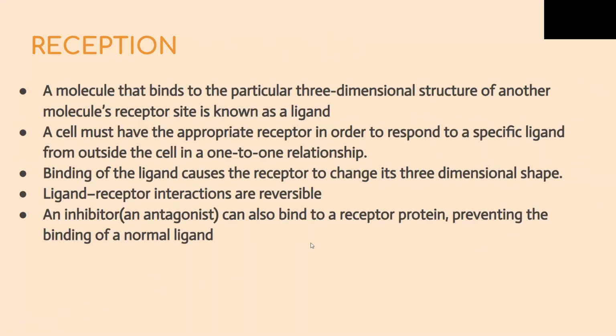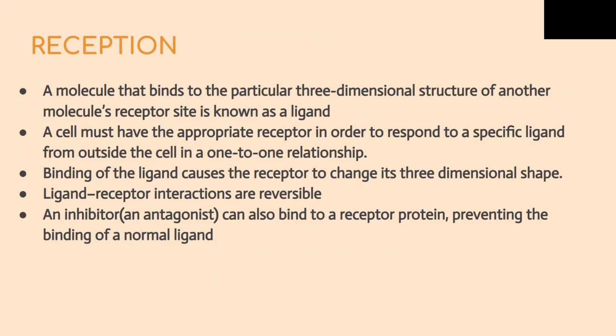The first step starts off with a ligand, or a chemical messenger, which binds to the active site of a receptor protein. Because the receptors are very specific to their signal, we can think of it as a one-to-one relationship, where one receptor is associated with only one signal coming from outside the cell. When a ligand binds to the receptor, it results in a change in the receptor's conformational 3D shape.